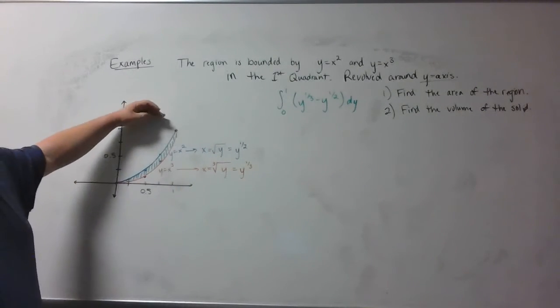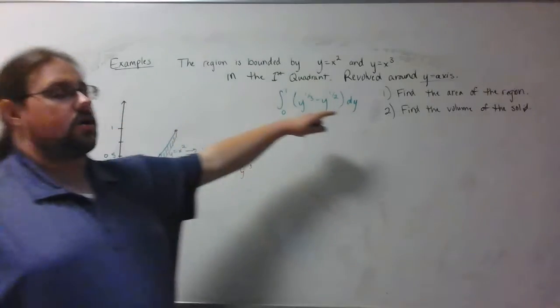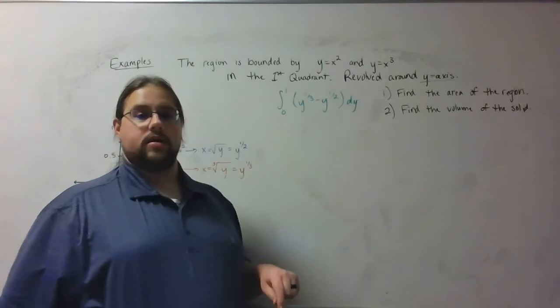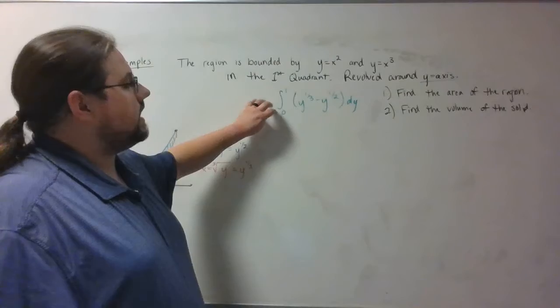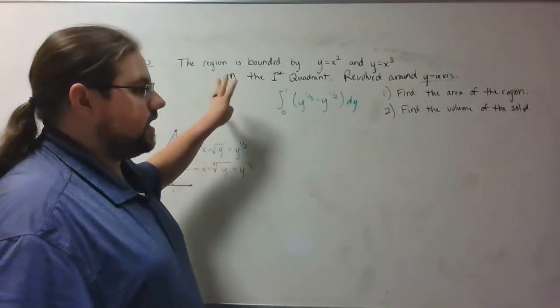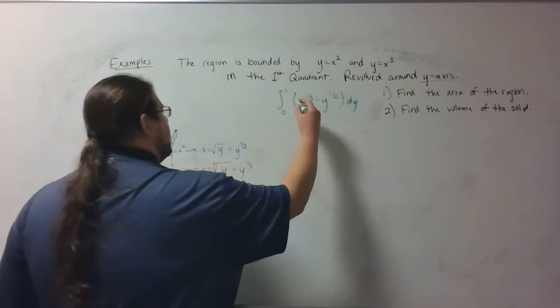Now, if you wanted to do this in terms of x's, that's fine for the area, but when I go to find the volume, it's not going to work. It's not going to give you the right answer, so make sure you're careful here. Again, the area could be done with x's or y's. I'm doing y's because I'm using the y-axis later. All right, so I'm going to start working on this.